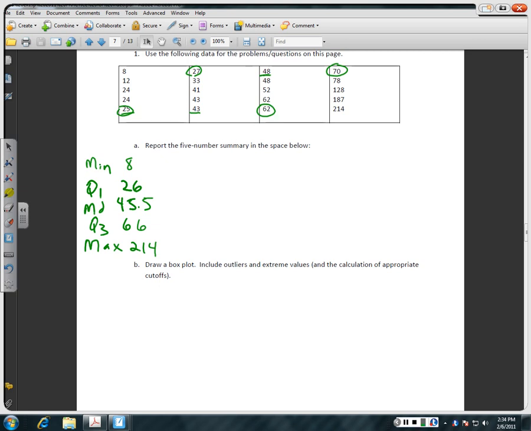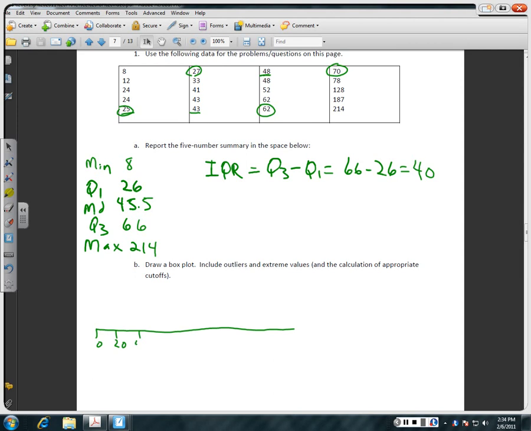Given the space I have on the board here, I'm going to go ahead right here and calculate the IQR, which is the interquartile range, and it's just Q3 minus Q1, which is 66 minus 26, which is 40. And then down here on the bottom, I'm going to go ahead and draw my box plot. First, get me a number line here. That's supposed to be a line. Maybe not as straight as some other lines might be.